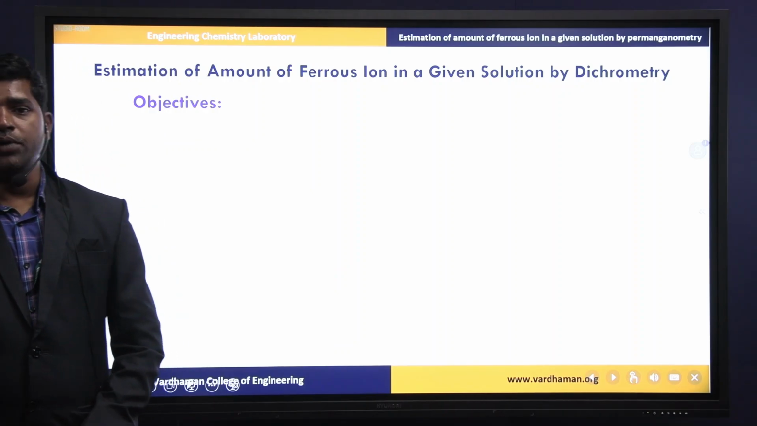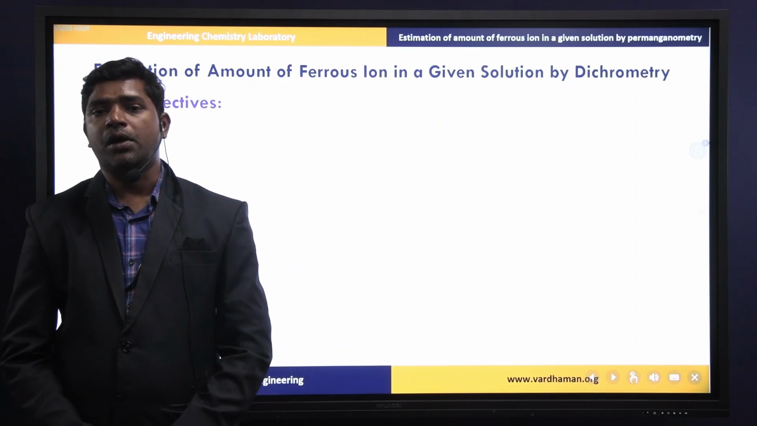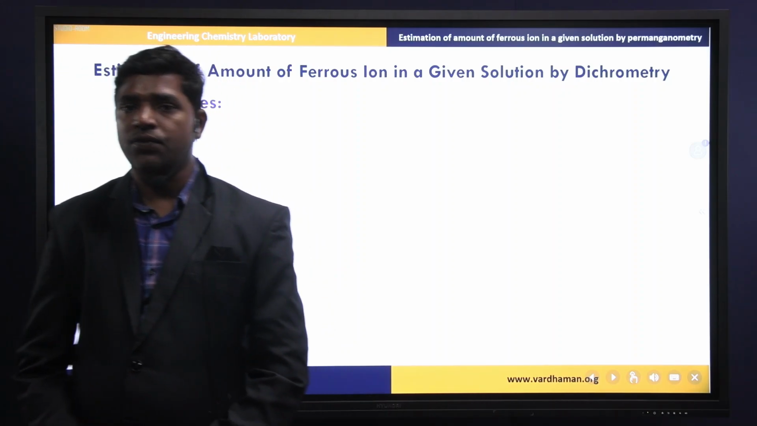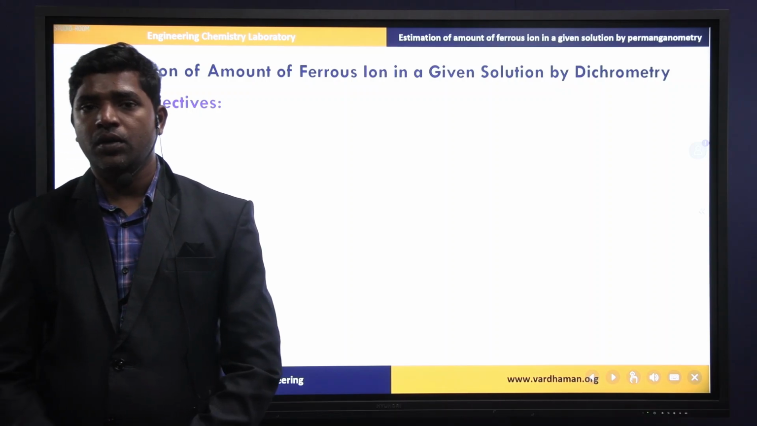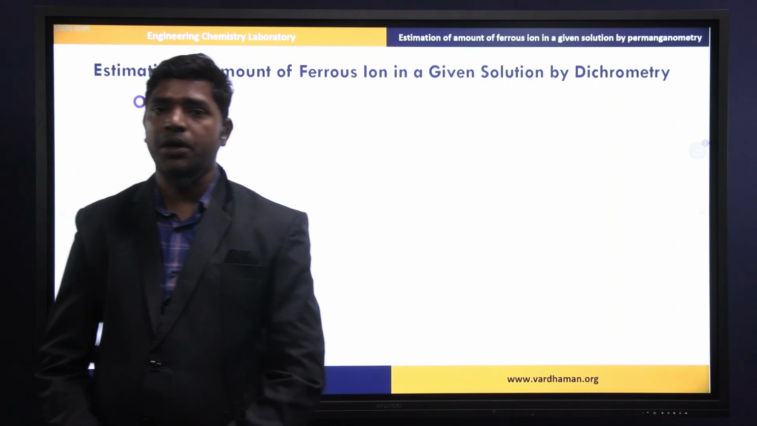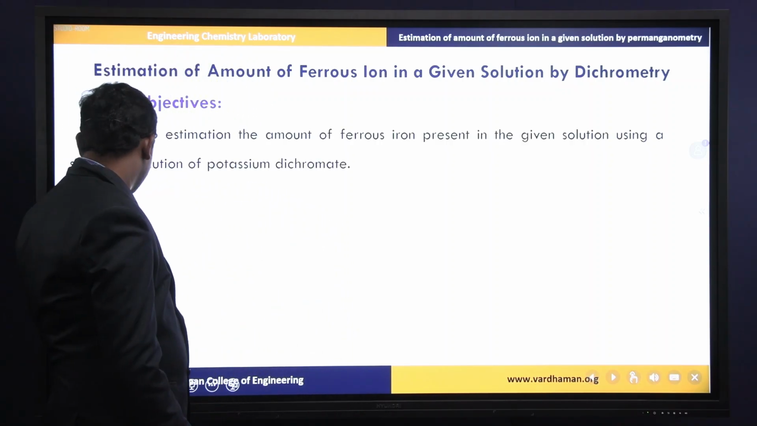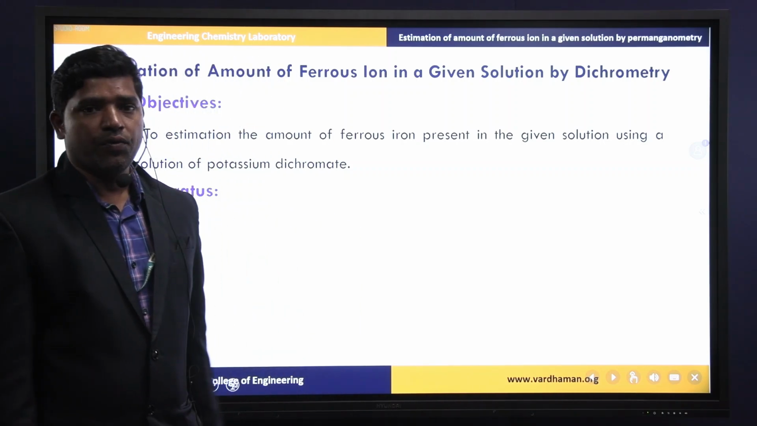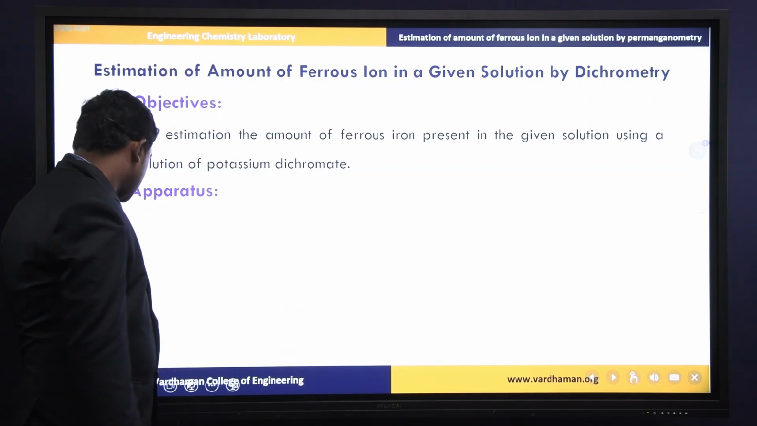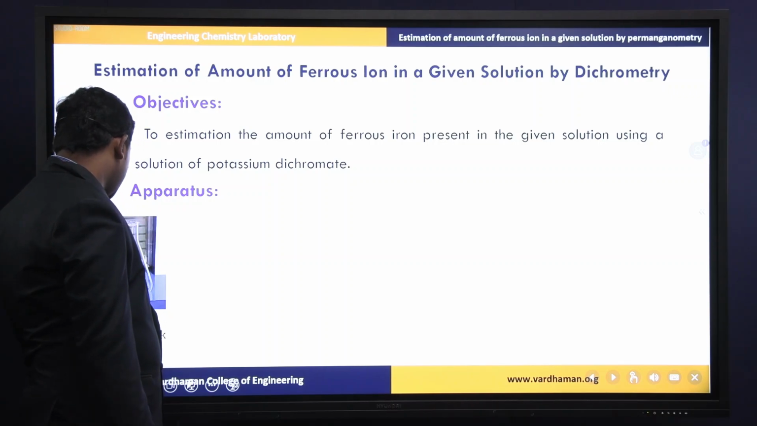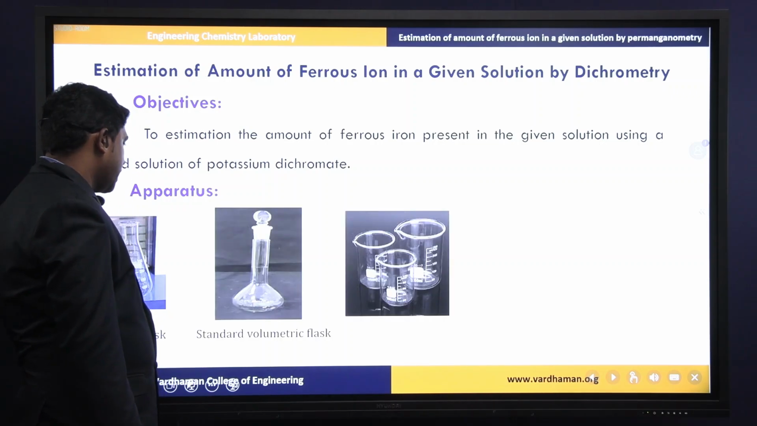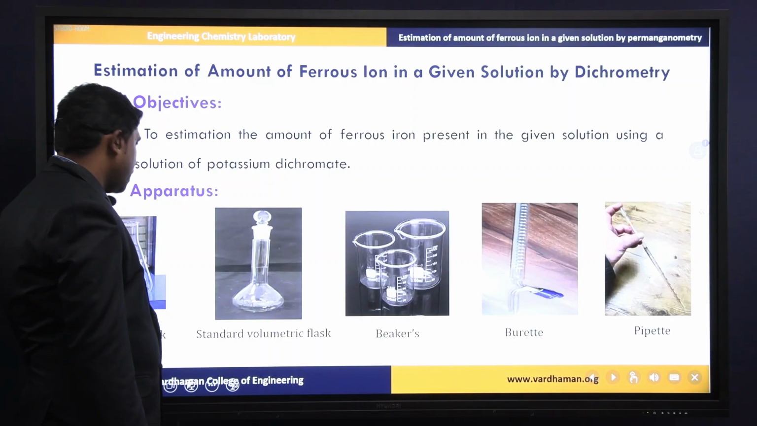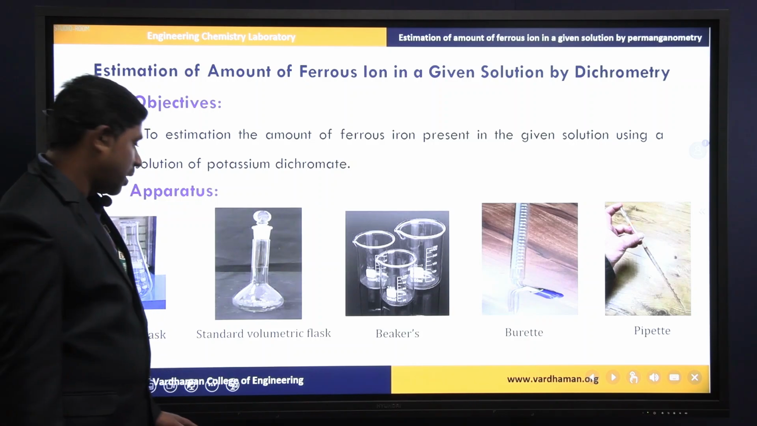Objectives. The main objective is to determine the normality and strength of the given sample solution by using a standard solution of potassium dichromate. Apparatus required: we require the conical flask, standard volumetric flask, beakers, burette and pipette. These apparatus we require for this experiment.